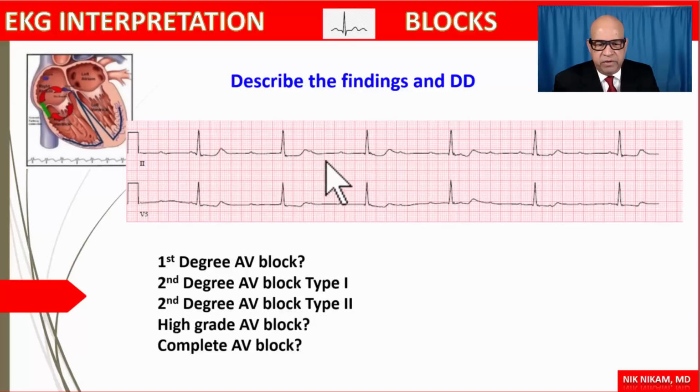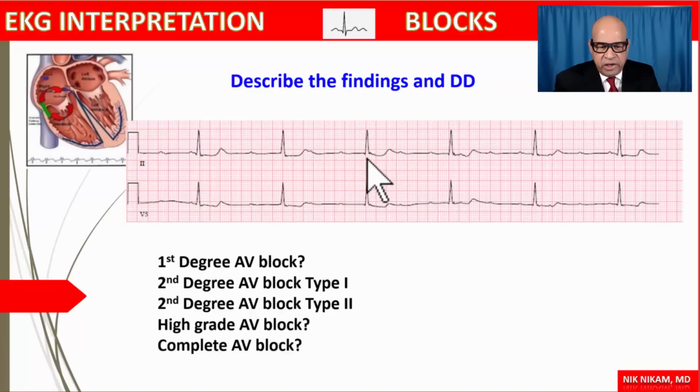And here is a P wave, here's a P wave, here's a P wave, and so on. So there are almost 2 P waves for each QRS complex, but there is no relationship between the P waves and the QRS complexes. That means they are not conducted beats from the atrial level. So that means we have AV dissociation. So we have atrial rhythm along with AV dissociation with junctional escape rhythm.